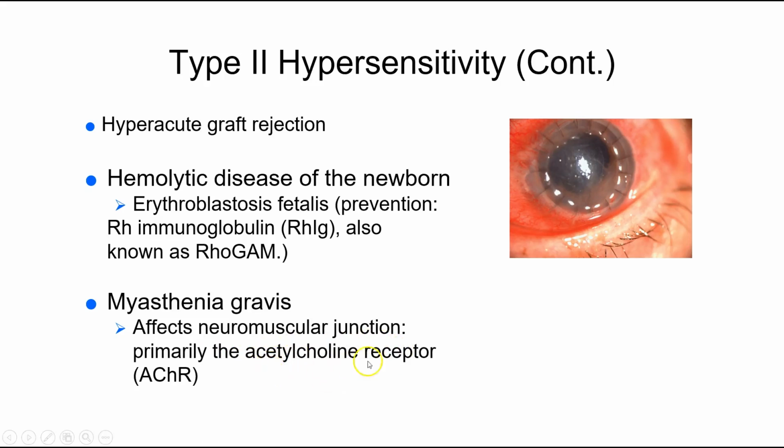The red flag for myasthenia gravis is that the muscle weakness gets worse with exercise and better with rest. Normally when somebody's weak, we tell them to exercise more. That's not going to work in myasthenia gravis because it's a hypersensitivity and it's going to get progressively worse.